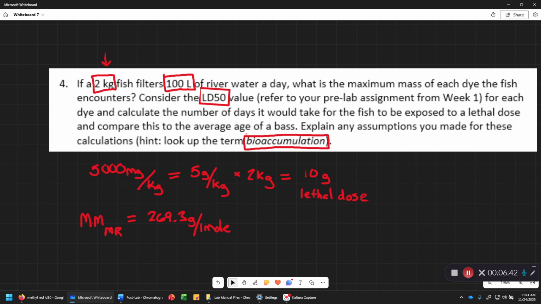Looking up the average age of a bass, the Google search told me that it's around 16 years. So I'm going to use that. If you get a different value, you can use that too. But this is what I've got. 16 years. All right, so to do this, we need to do 2 separate calculations.